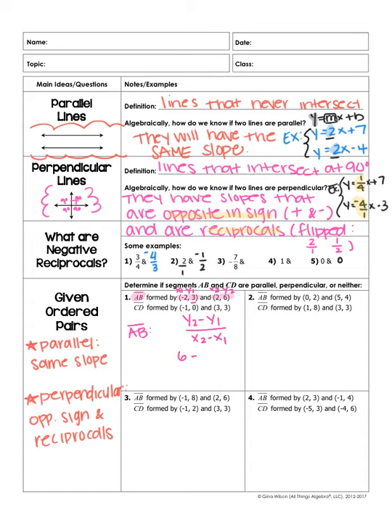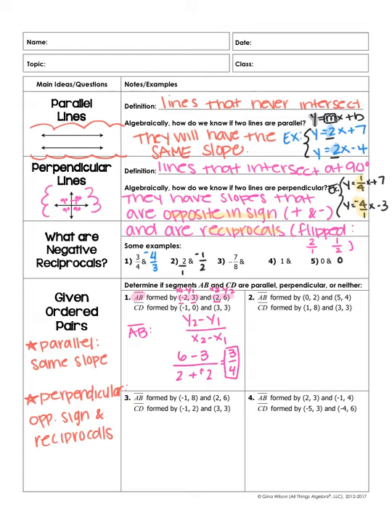y1 is labeled as 3, so 6 minus 3 over x2 we said is 2, minus x1 is -2. So now if you need a calculator, grab one. 6 minus 3 is 3. 2 minus -2. Minus a negative is like adding, so 2 plus 2 is 4. So I get that the slope is 3/4.